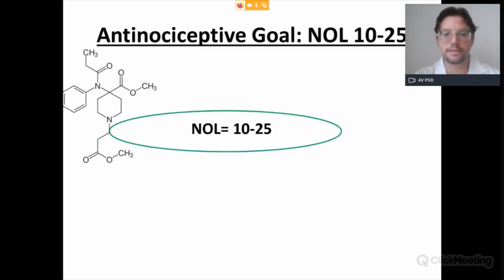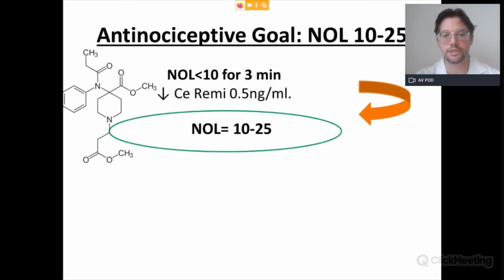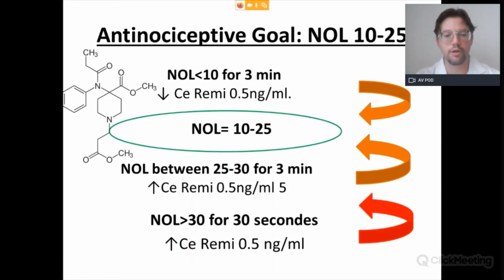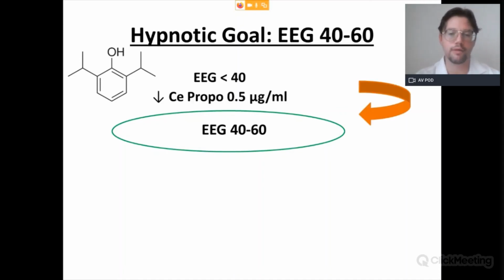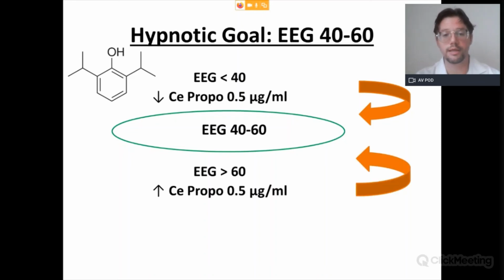And the anti-nociceptive strategy was also simple, maintaining the NOL between 10 and 25 by modifying effect site concentrations as required. For propofol, the same thing. In both groups, we had a modification of propofol to maintain the frontal EEG, either BIS or entropy, depending on the study center, to maintain the EEG between 40 and 60.